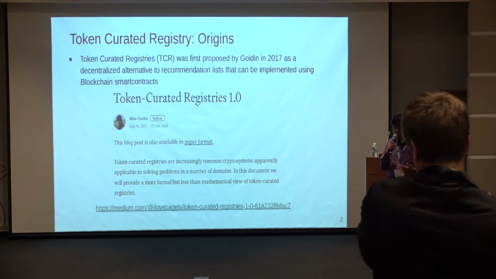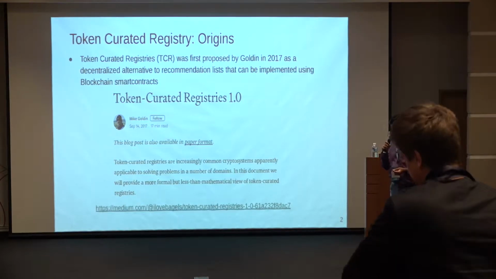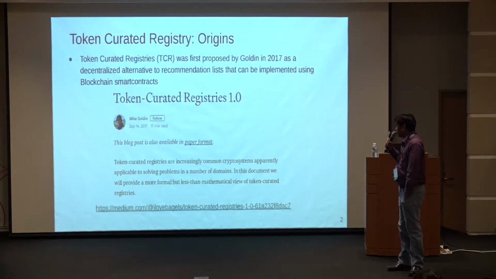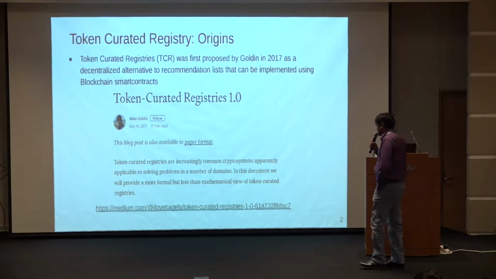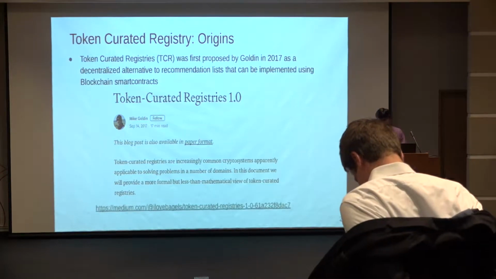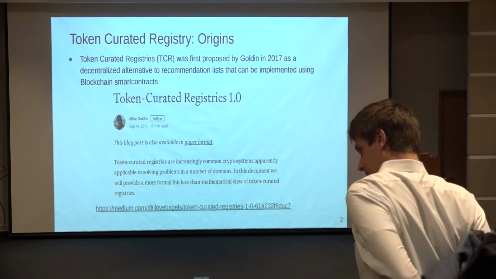And token-curated registry is a decentralized way of creating this recommendation system, wherein we encourage the community members to curate the list. We provide a platform wherein the community members can maintain the quality of this list by rating the items that are already there. This concept of TCR was proposed by Mike Golden in 2017. You can read his blog post on this topic to get into the details of TCR itself.